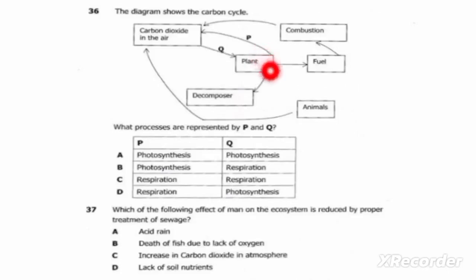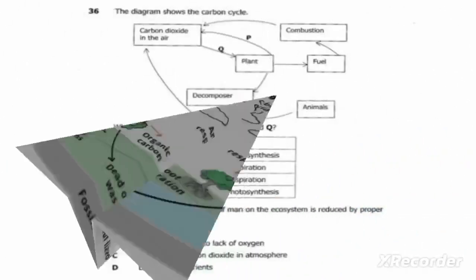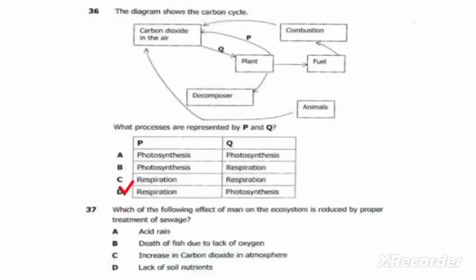So we can see that the plant is producing carbon dioxide, so this process is called respiration. Then Q, we can see that carbon dioxide is entering the plant, and this process is called photosynthesis. So therefore, P is representing respiration. Q is representing photosynthesis. Our correct answer, therefore, is D.